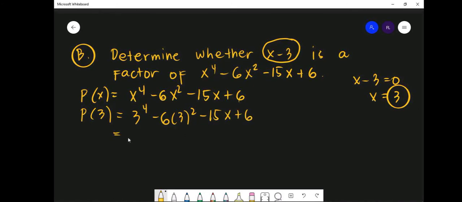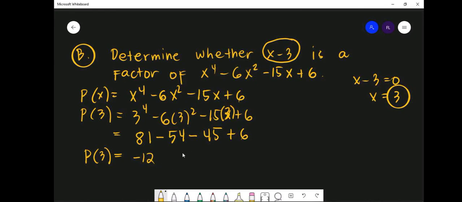So this is equal to 3 raised to 4 is 81 minus 6 times 9 is 54 minus, sorry, hindi pala napalitan to. So, this is times 3. Minus 45 plus 6. And then, 81 minus 54 minus 45 plus 6. Kapag in-add together, the answer will be negative 12. So, that means p of 3 is equal to negative 12.